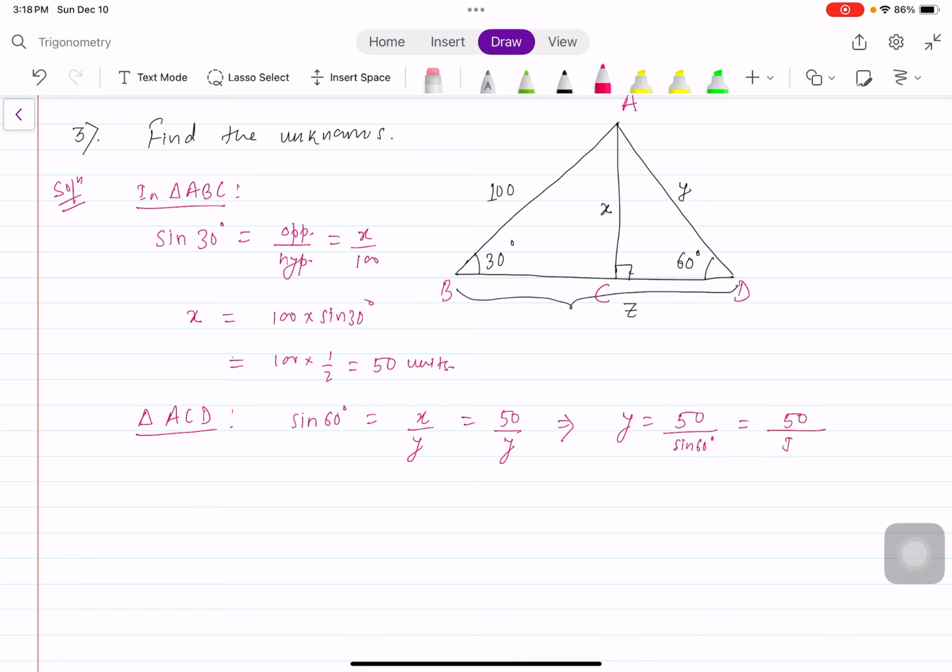The value of sine 60 is square root 3 over 2, and to deal with this is very easy: 50 over 1 times 2 over square root 3. But we do not like this square root sign on the bottom, so we rationalize it, and this turns out to be 100 square root 3 over 3 units, whatever the unit is.